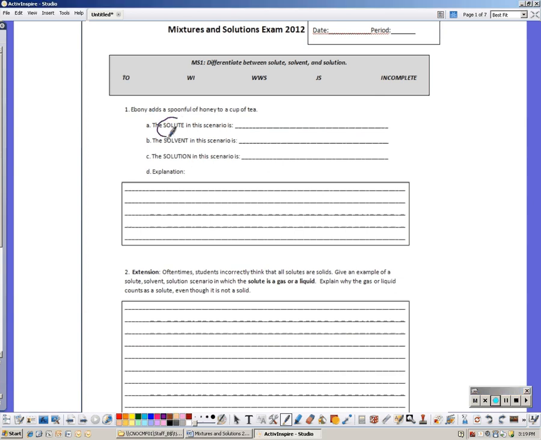So a solute is the part that dissolves, and dissolves means to spread out equally within a solvent, the part that dissolves in the solution. It's often, but not always, the smaller part of a solution. The solvent is the thing that does the dissolving.